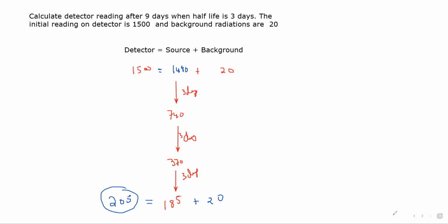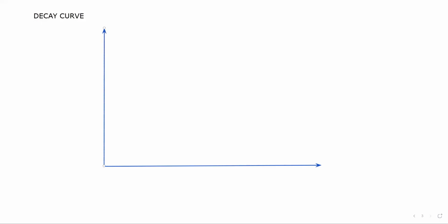In the same way, we can also use a decay curve. A decay curve shows a change in the amount of radiation, or the number of radiations coming out, with respect to time. This decay curve always shows that the number of radiations coming out from the source is decreasing. In the beginning, you will have a maximum number of radiations, but with the passage of time, the number of radiations decreases.